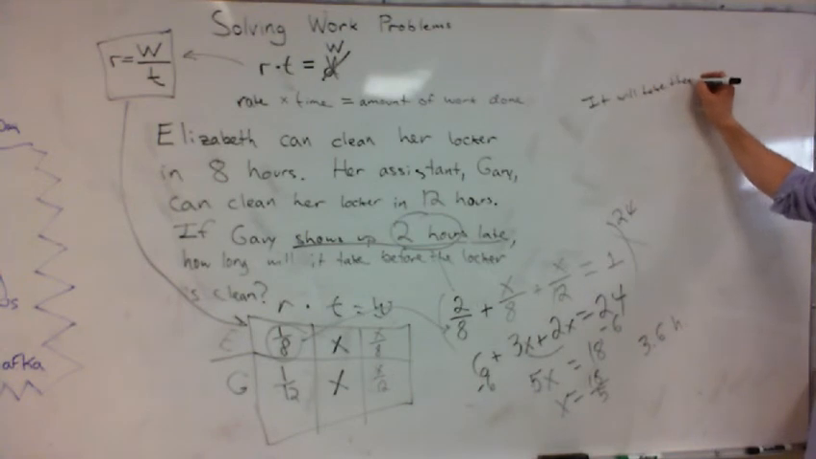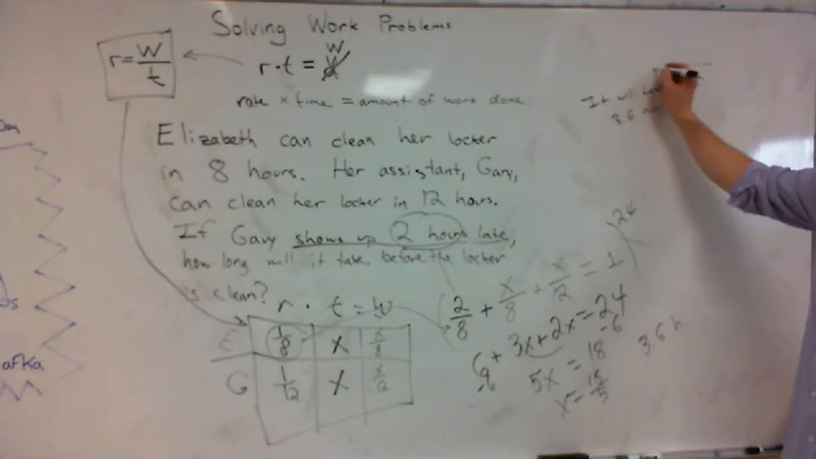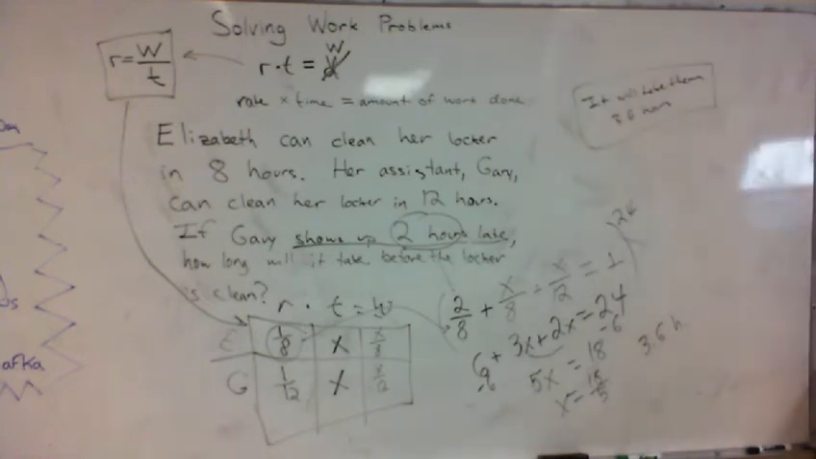Do we have to write it out like that on the answer, or can we just write 3.6 hours? Write it as a sentence because it was asked as a sentence. That's a good general rule. It will take them 3.6 hours working together.